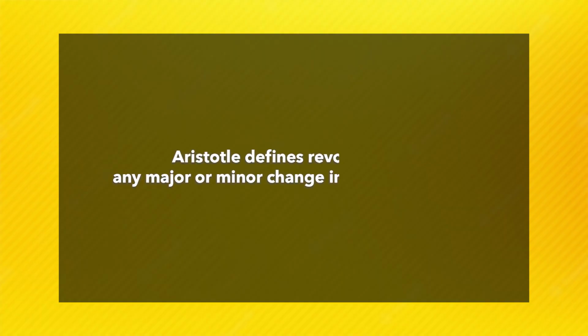Aristotle categorizes revolution into two categories. One, when the constitution is changed, when democracy is changed into oligarchy, or oligarchy into democracy, or both into polity, or when monarchy is changed into tyranny, aristocracy into oligarchy, or vice versa. Revolutions are said to have occurred. Aristotle defines revolution as any major or minor change in the government. If democracy becomes less or more democratic, or oligarchy becomes less or more oligarchic, it will be termed a revolution.